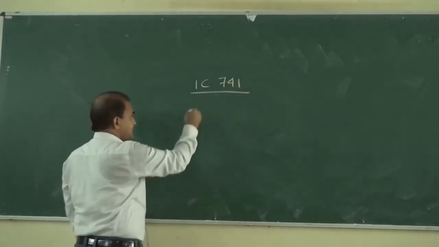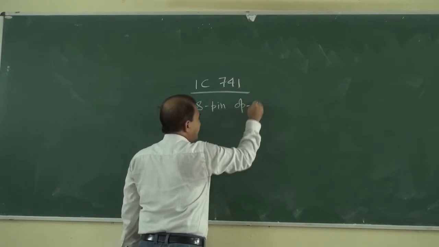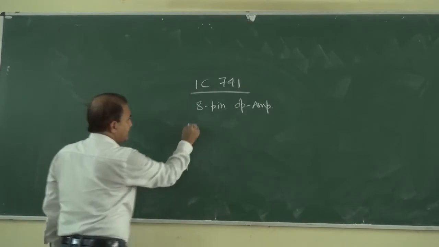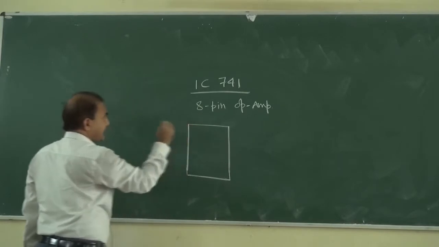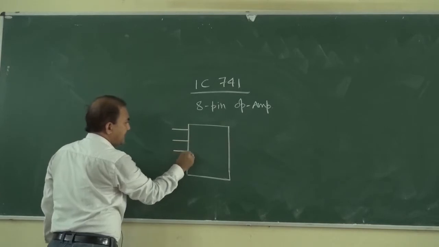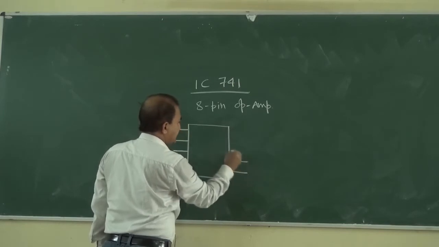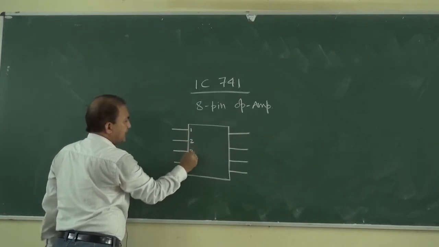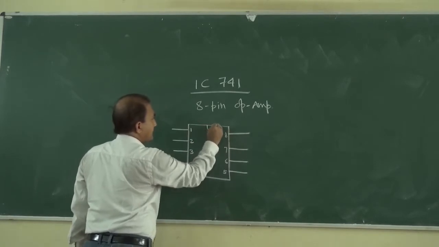741 IC is basically an 8-pin operational amplifier. Okay, so we will see the circuit diagram of IC 741. It is an 8-pin IC. So this is pin 1, pin 2, pin number 3, pin number 4. This is pin number 5, pin number 6, pin number 7, and this is pin number 8.